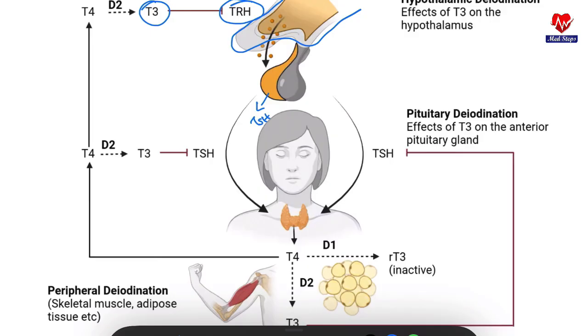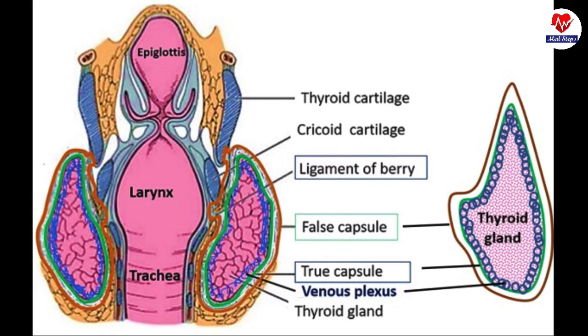The main functions of the thyroid gland are increasing metabolism, increasing heart rate, and brain development and brain maturation. So these are the main important things about the thyroid gland. Next we have to think about the capsule of the thyroid gland, because this is a very important point from a surgical point of view. Here we can see the thyroid capsule.